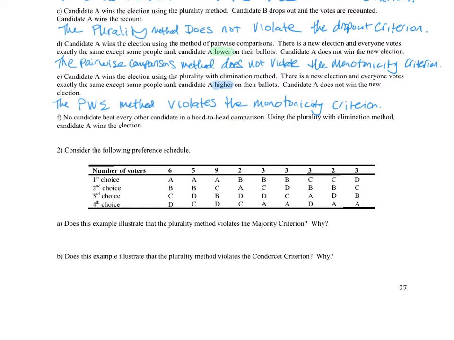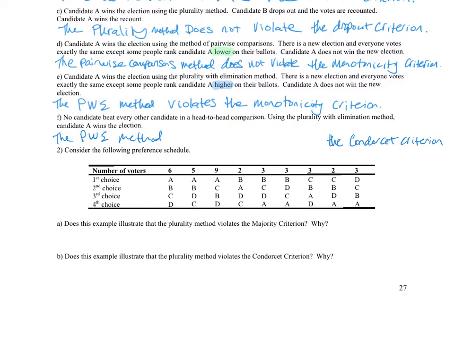Okay, part F. No candidate beat every other candidate in a head-to-head comparison, so there is no Condorcet candidate. Using the plurality with elimination method, candidate A wins the election. So that first sentence, there's no candidate beating every other candidate in a head-to-head comparison. That is something that's discussed in the Condorcet criterion. So that is the one we're examining. We used plurality with elimination, so I'll say the plurality with elimination method. And then we just need to say violates or does not violate.